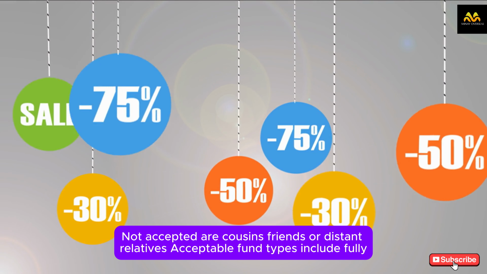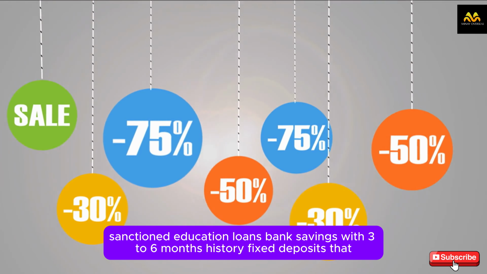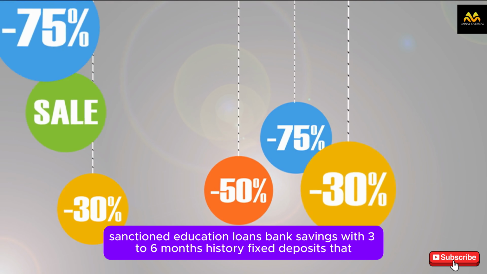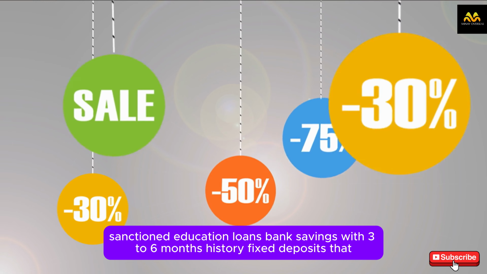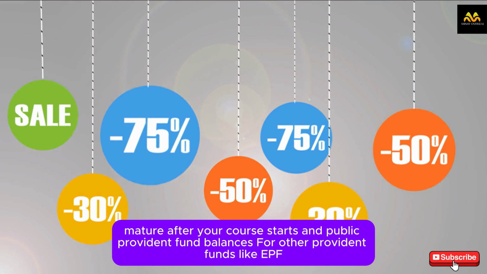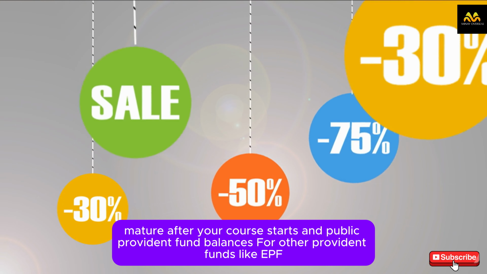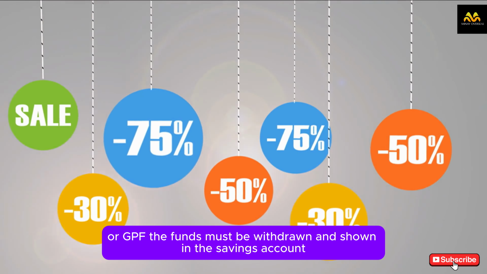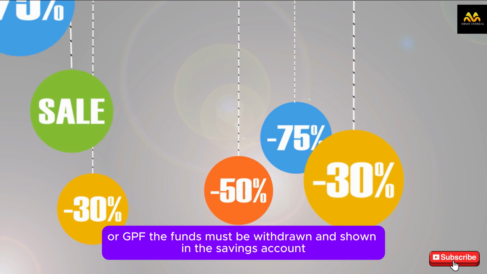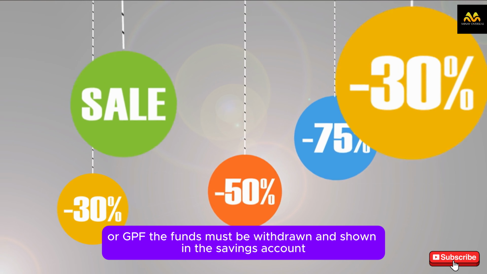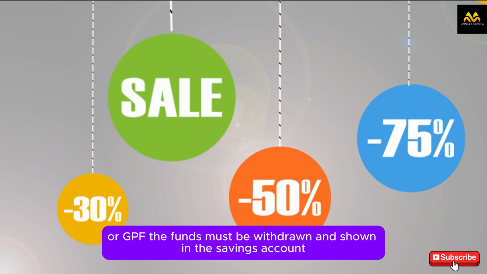Acceptable fund types include fully sanctioned education loans, bank savings with 3 to 6 months history, fixed deposits that mature after your course starts, and public provident fund balances. For other provident funds like EPF or GPF, the funds must be withdrawn and shown in the savings account.